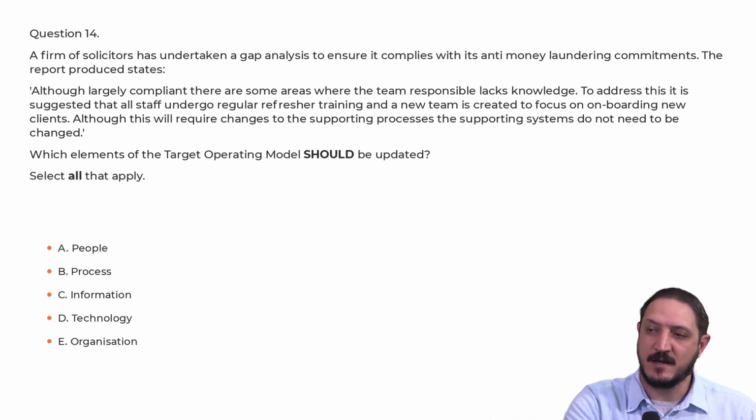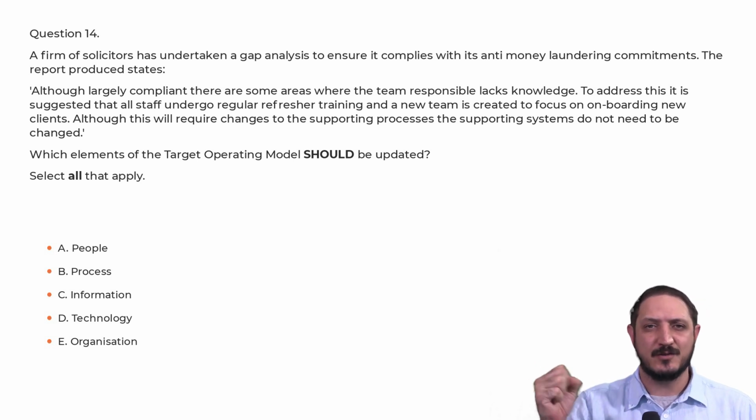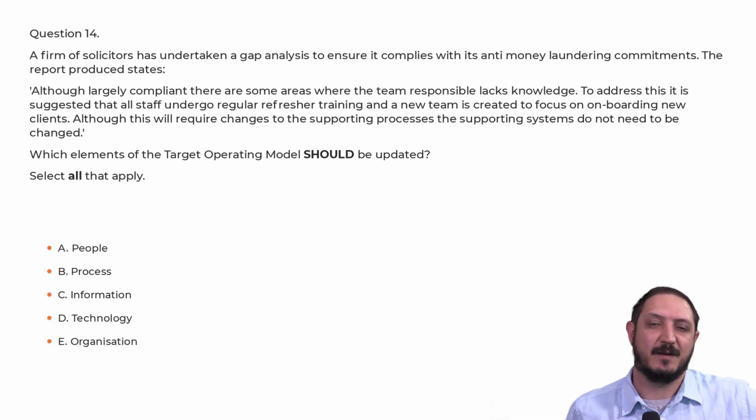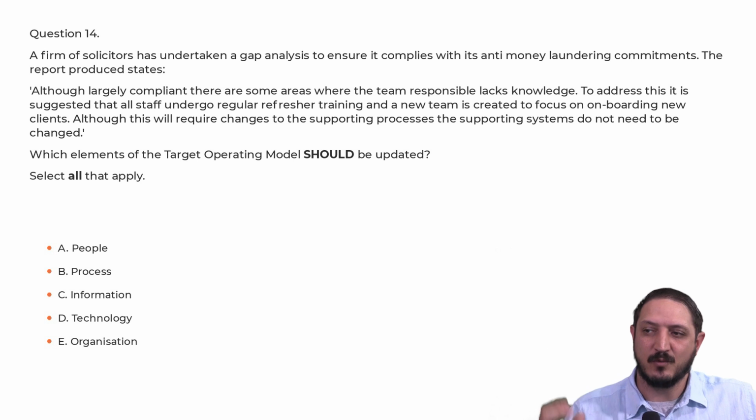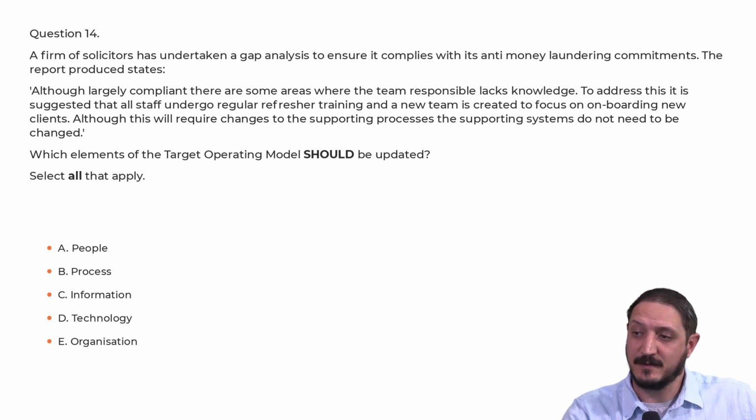Then, if we continue, we say, although this will require changes to the supporting processes, we stop right there and it says there are going to be changes to the supporting processes. We need to change the process, what people do in the organization. What are the processes that take place? We need to change these processes in order to get to a point where we are compliant with these anti-money laundering policies. So the process element of POPIT is also being spoken about here. And B is another part of POPIT that needs to be updated.